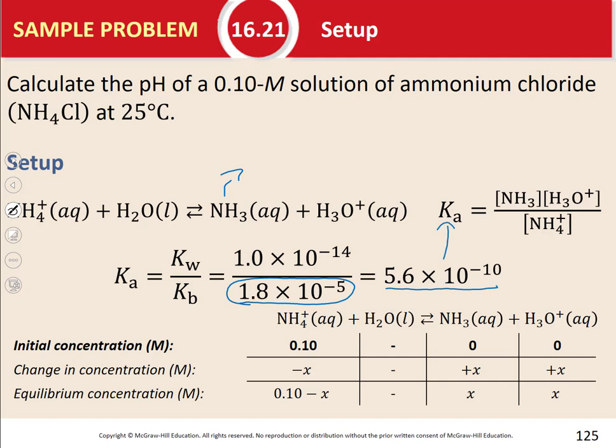Make a nice table, plug in our Ka value, and solve for x. Same as before. Now once we do that, we'll get our x value. X now is hydronium, so pH is just the negative log of that. You don't have to subtract from 14 like we did in the last problem.